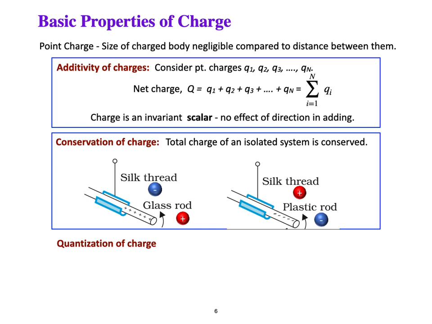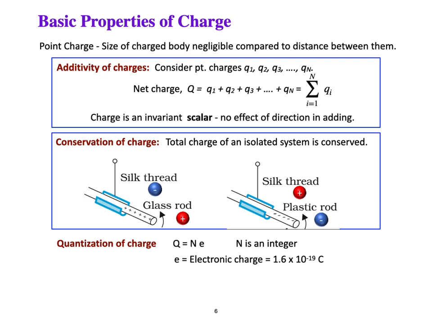Finally, we learn about quantization of charge. As I already said, charge is because of electrons, so the net charge of a body will always be given by n times e, where e is the electronic charge and n is an integer. The electronic charge is 1.6 times 10 to the minus 19 coulombs.